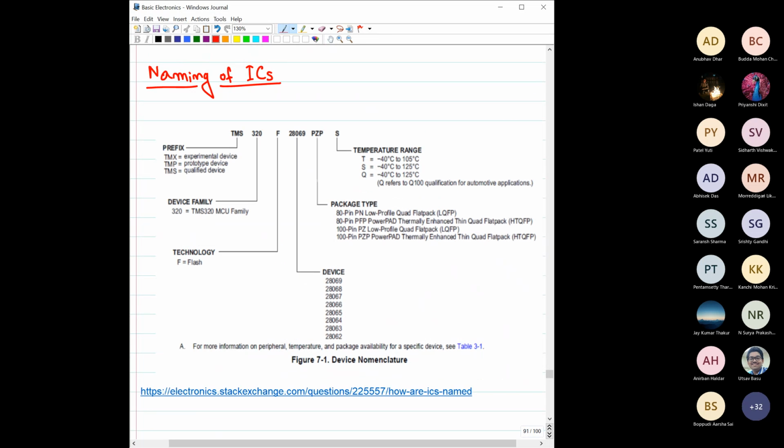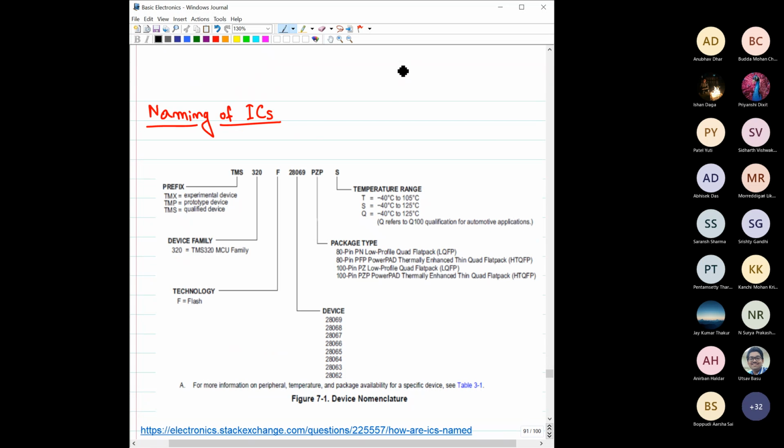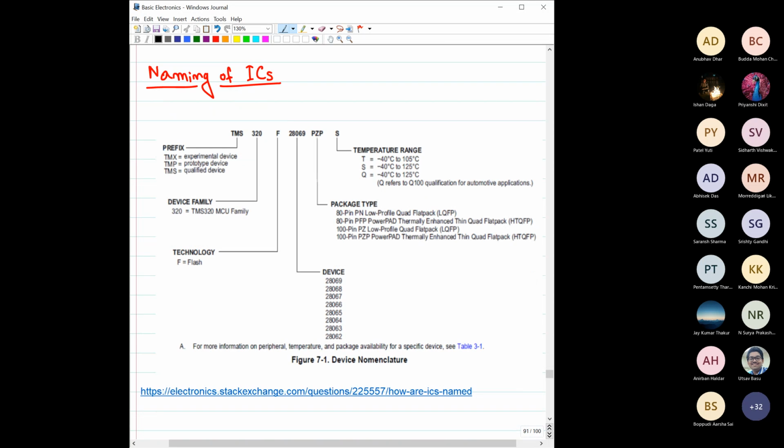So let us start. Before we start today's discussion, in the last class, one of you asked a question. We discussed that the op-amp you are using is mu A741. The question was, is there any particular rule for naming this IC? Regarding this, I would like to share a small piece of information.